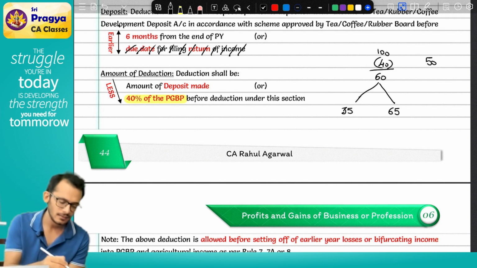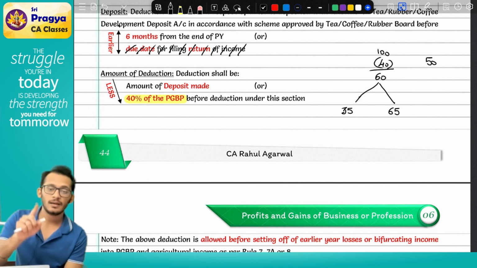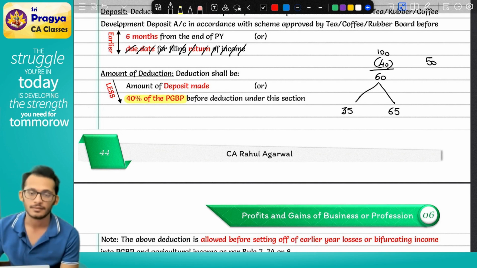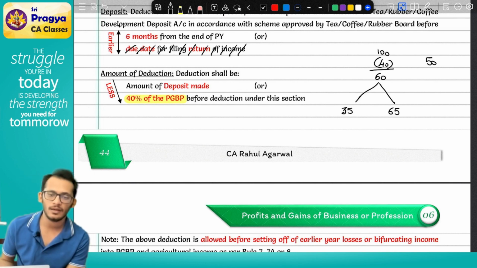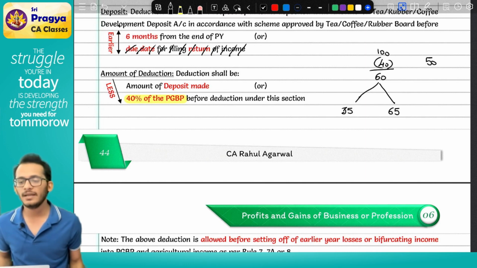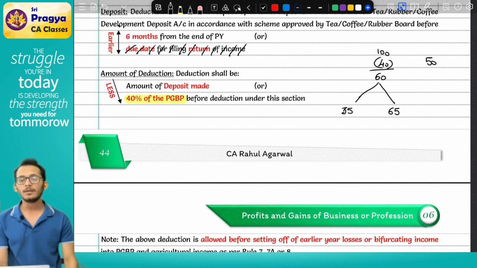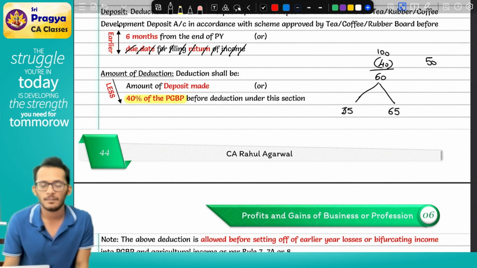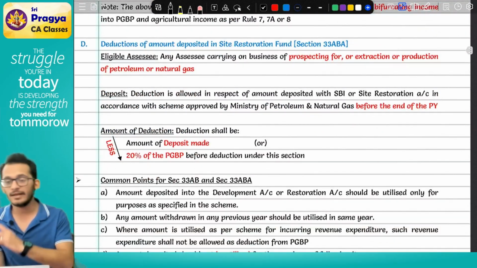Okay, so which means this deduction should be taken before your agricultural income split. Yes or no? Yes. The section simply says, take whatever money you have and deposit it in a development account. If you deposit some money in the development account, up to 40% of this can be allowed as a deduction if you do it before your agricultural income split. Yes or no? Yes.